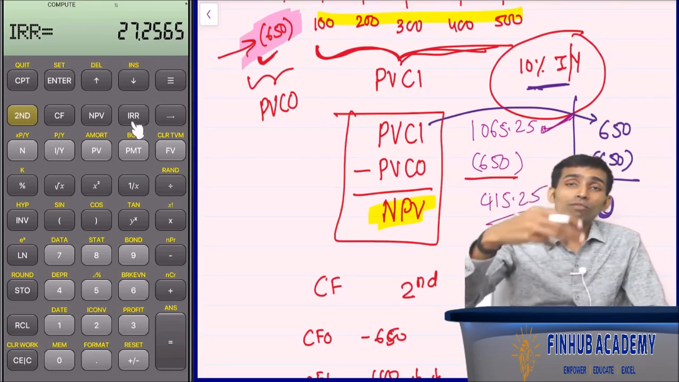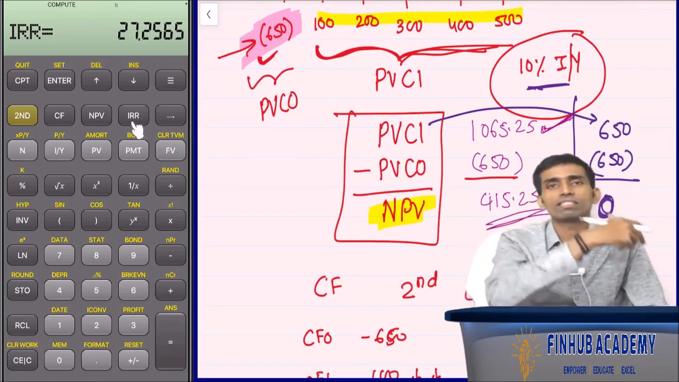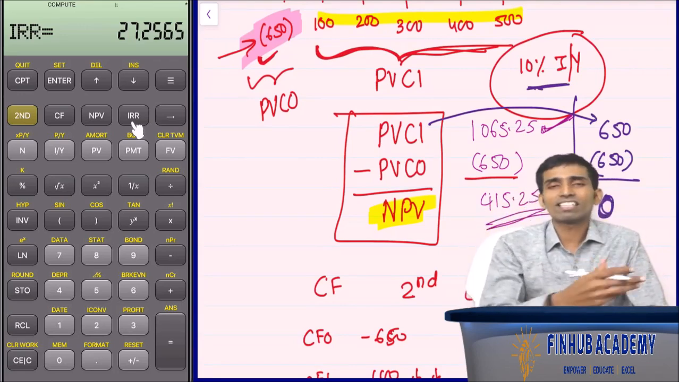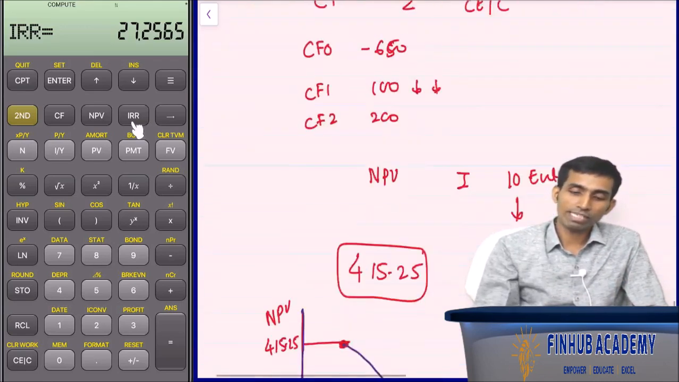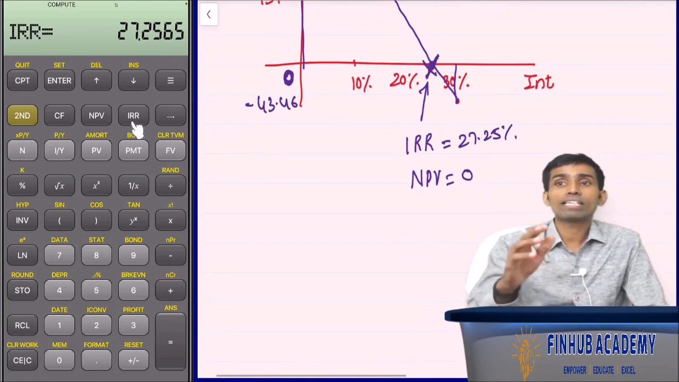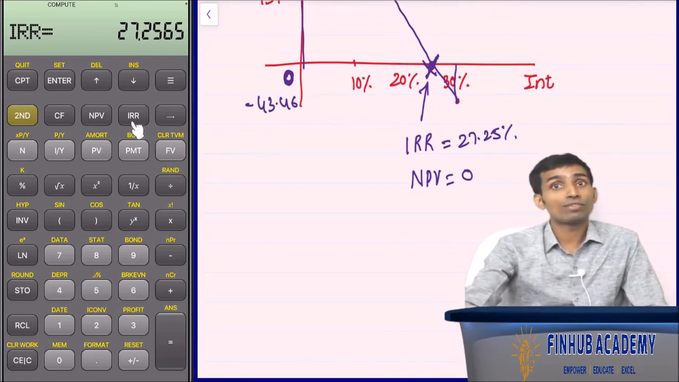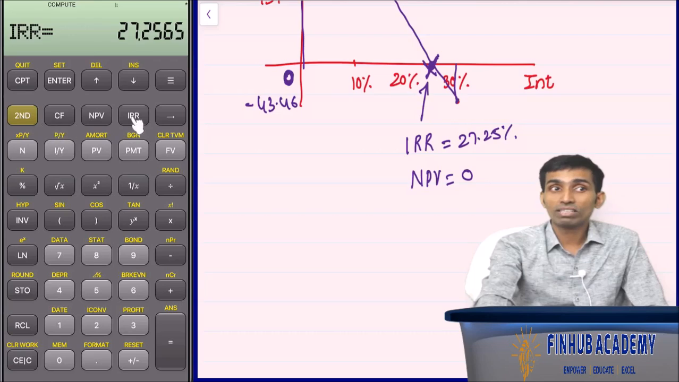And my internal rate of return means what? The profit generation capacity of the project, that is the definition. The return generation capacity of the project, that is what IRR is. What we are getting, 27. It means how much return it is generating? 27%. Is that clear? This is one more thing.